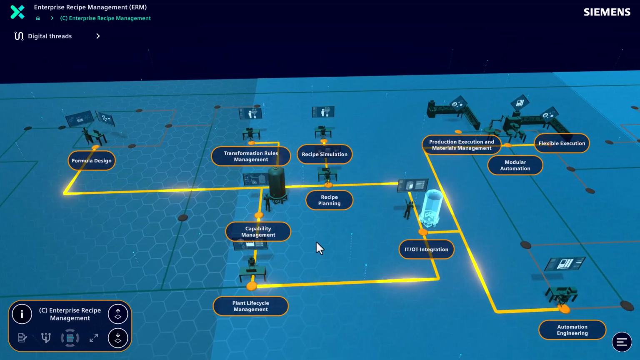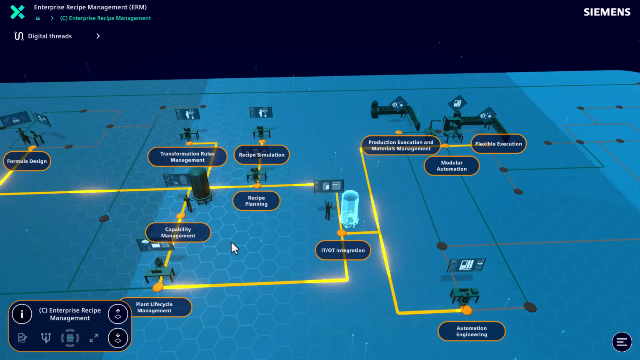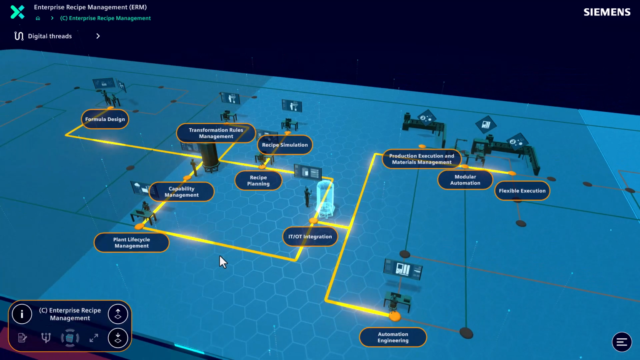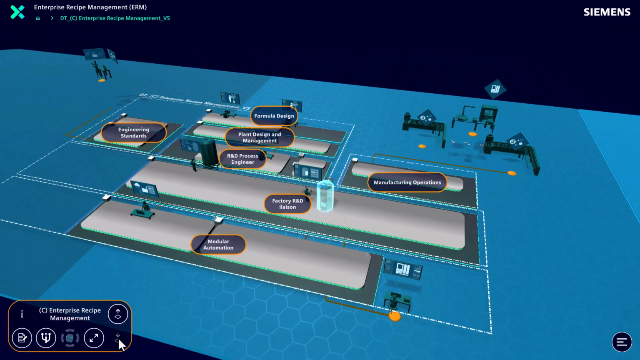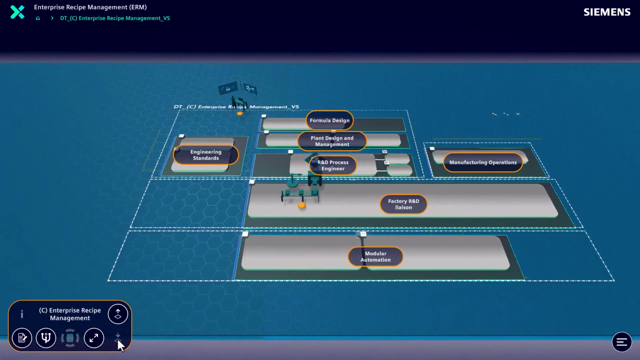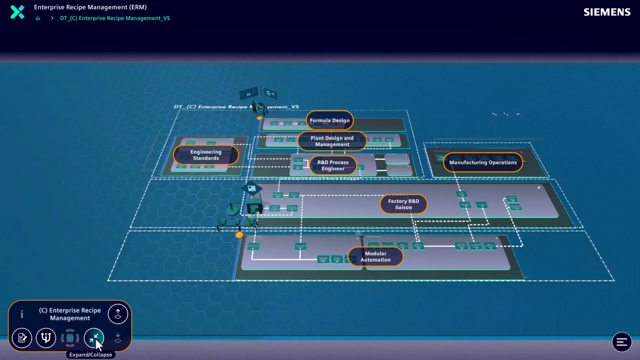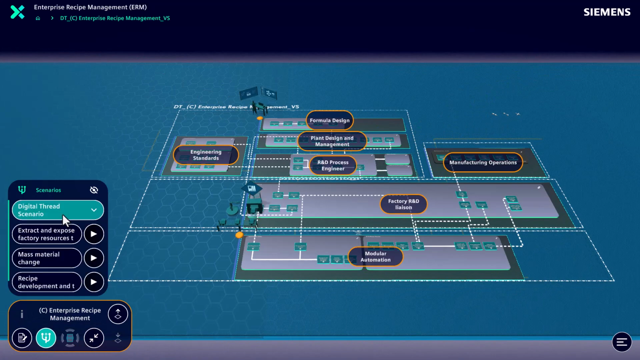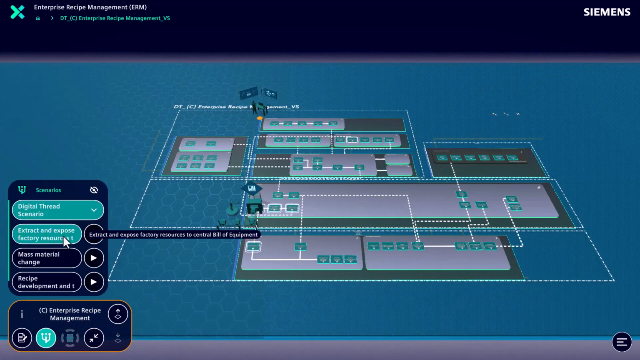It enables touchless recipe transformations, empowering companies to introduce new formulas across multiple factories with minimal manual intervention. At the same time, it provides the product R&D teams with unparalleled visibility into factory capabilities. In the following demonstration, we'll explore 3 distinct scenarios that bring this digital thread to life.